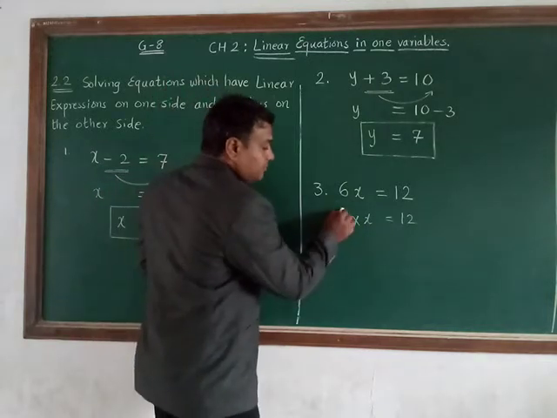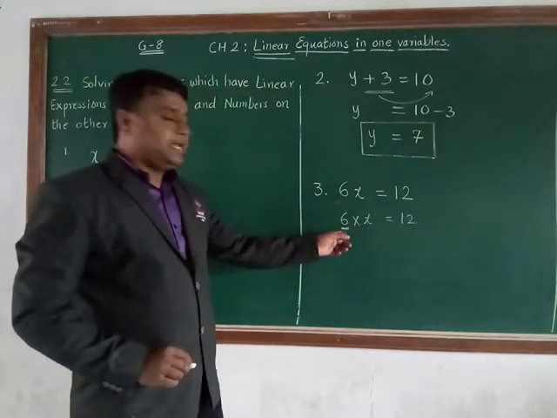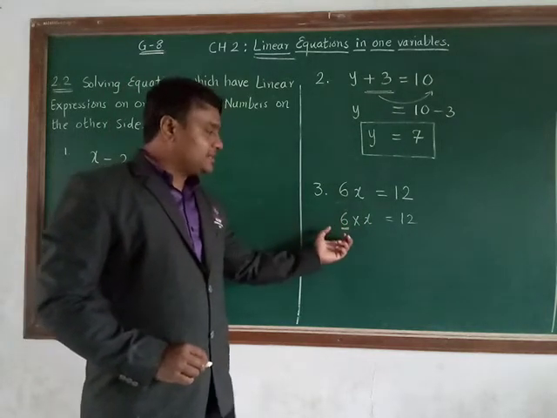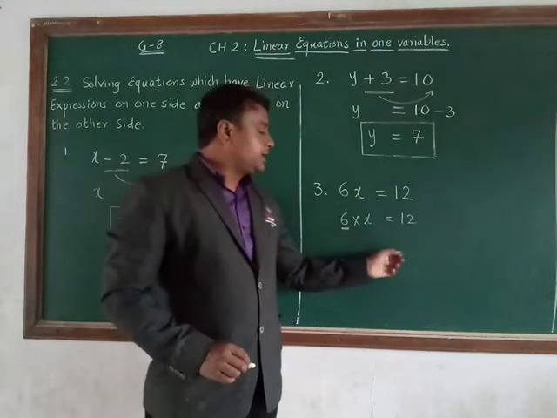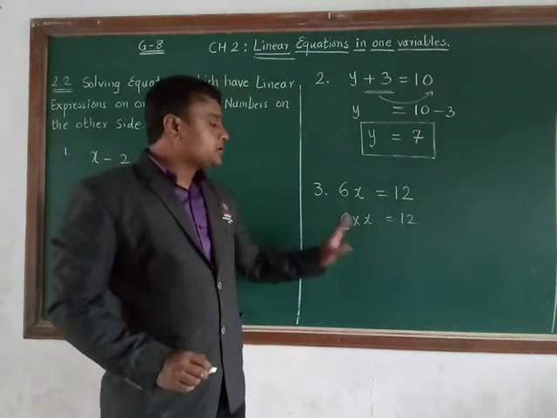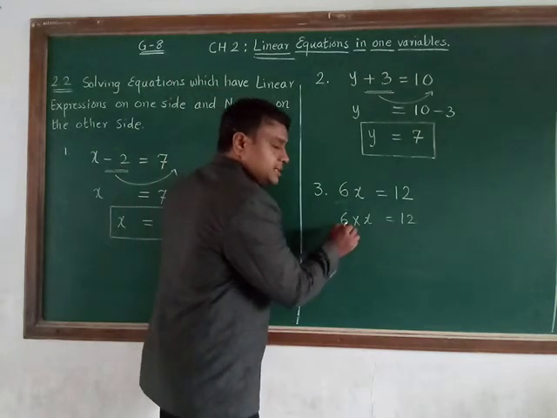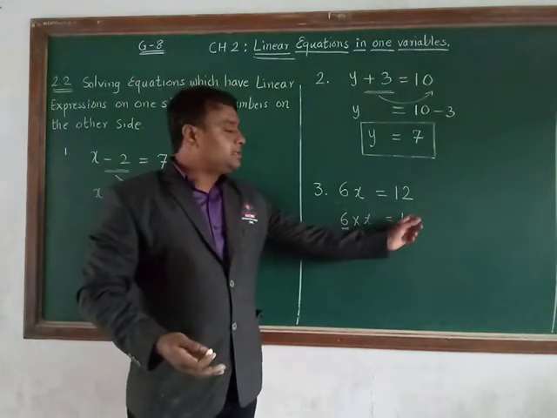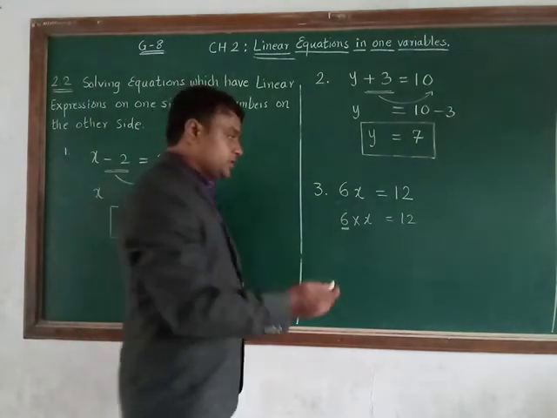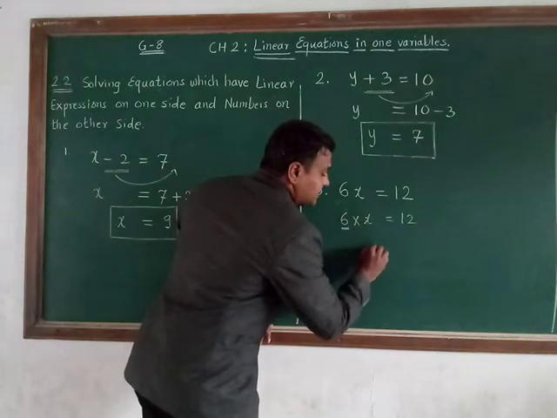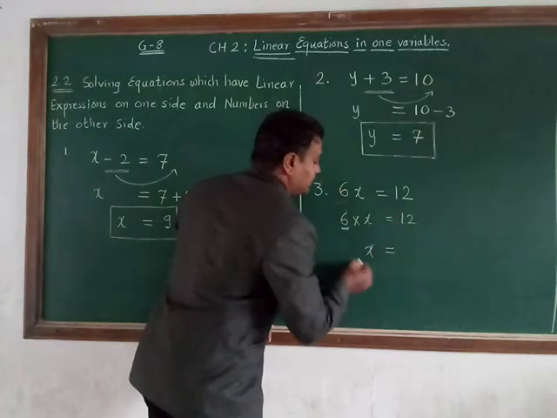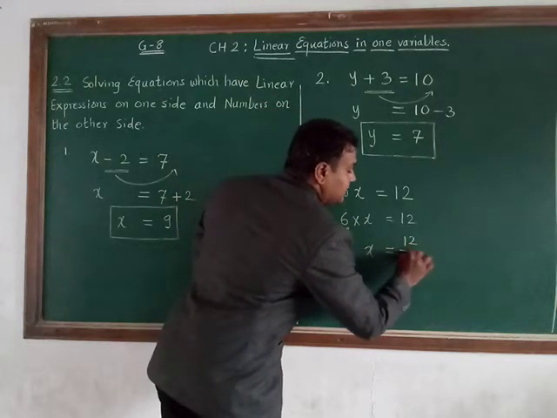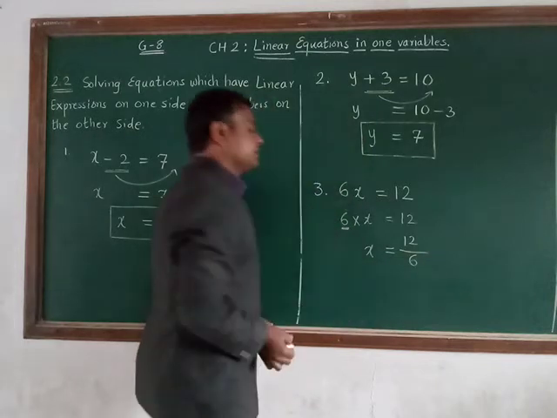Now 6 is multiplied to the x on this side, and we want to transpose that 6 to the right hand side and keep x single. Whenever we transpose that 6 to the right hand side, it becomes divided by the right hand side number. So let us transpose. x stays as it is, equal sign, and below it the 6 goes to that side, so 12 divided by 6.